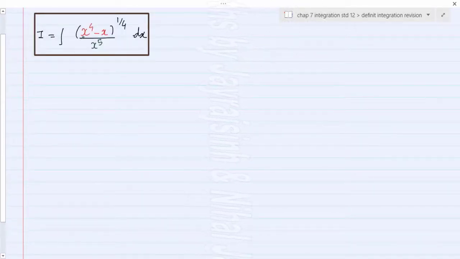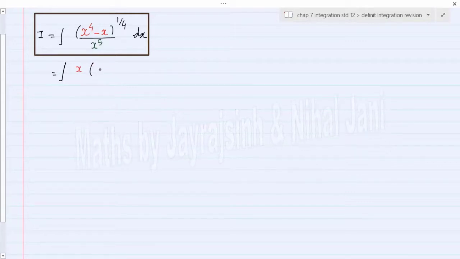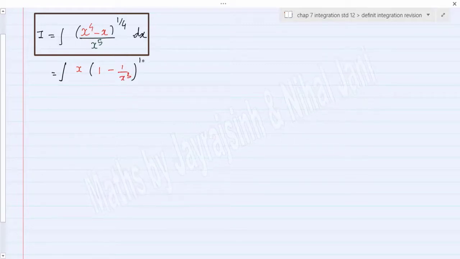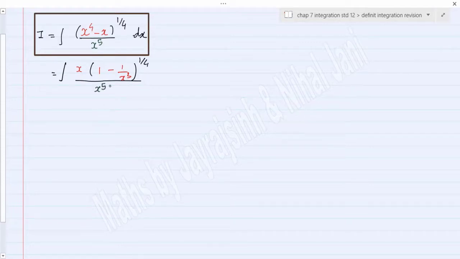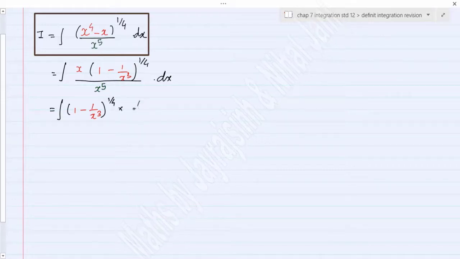In this question, we have to integrate x raised to 4 minus x whole raised to 1 by 4 upon x raised to 5. So first of all, let's take x raised to 4 common from the numerator. So we will get x raised to 4 into, within the bracket, the remaining terms are 1 minus 1 upon x cube whole raised to 1 by 4. And in division, x raised to 5 will be as it is. So here we'll get 1 minus 1 upon x cube whole raised to 1 by 4 into 1 upon x raised to 4 dx.